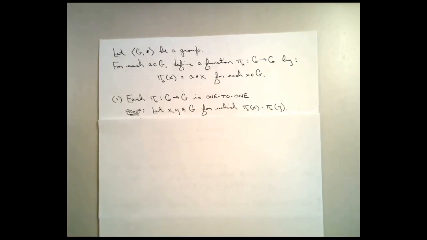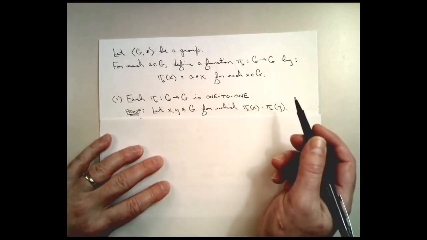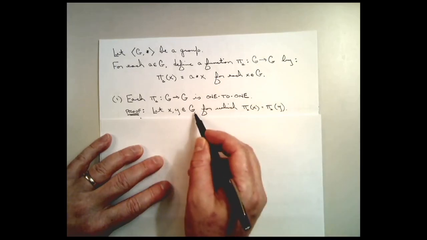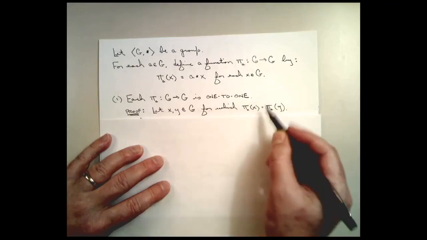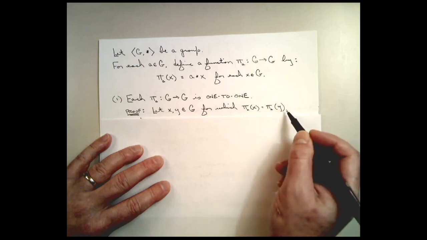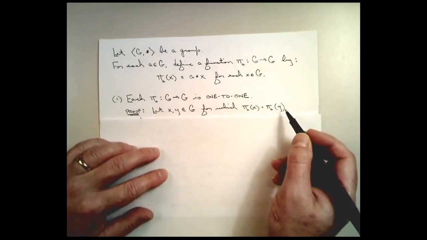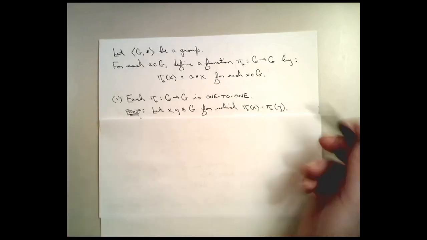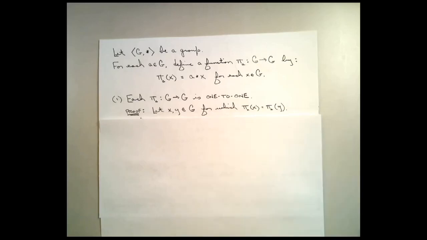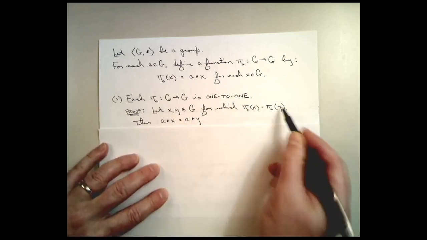And how do I do that? Well, the standard way of showing that a function is 1 to 1 is to pick two elements out of your set, out of G in this case, for which the function sends those elements to the same element in the codomain, and then prove that this implies x equals y. That's the standard technique. That's what we're going to do. So we're assuming that pi a of x and pi a of y are the same. Well, by definition of our function, that means a times x and a times y are the same.